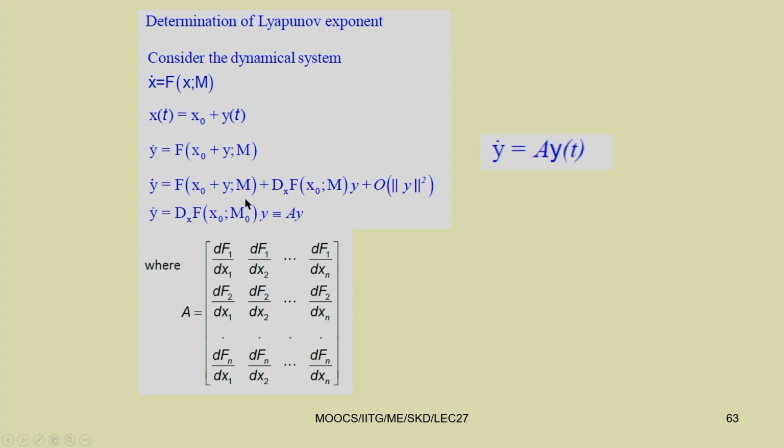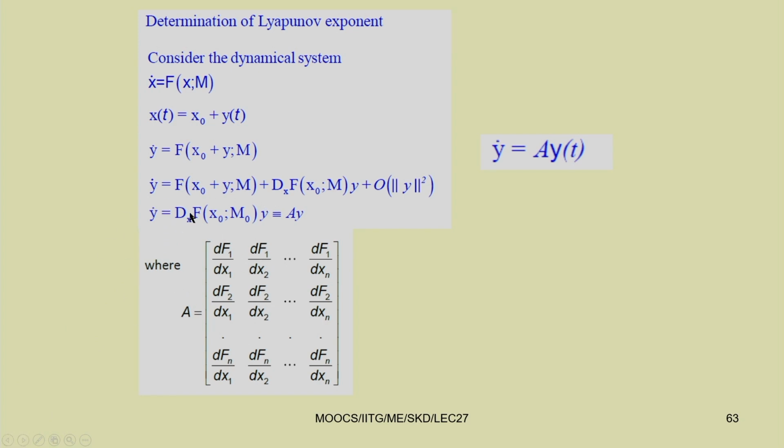This matrix can be written as the A matrix. It is the Jacobian matrix that we can develop: A equals del f1 by del x1, del f1 by del x2, up to del f1 by del xn. This way we can construct the A matrix, which is the Jacobian matrix. Now our equation is y dot equal to d x f into y.